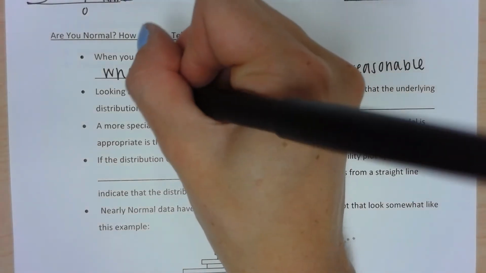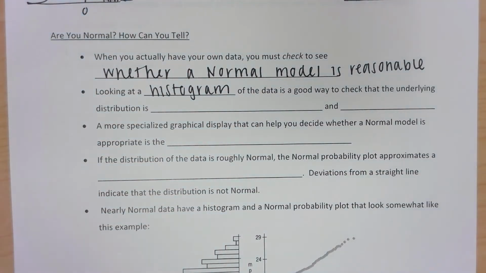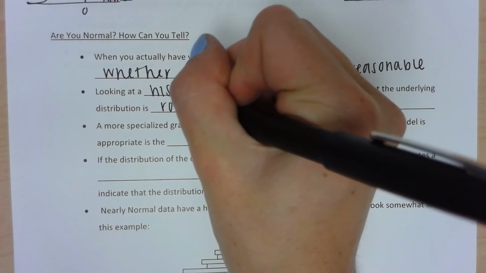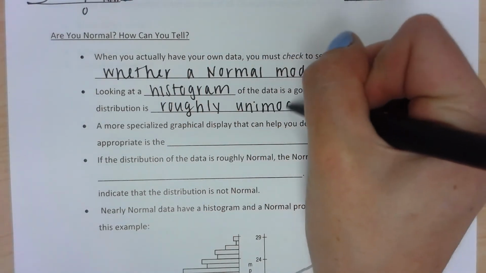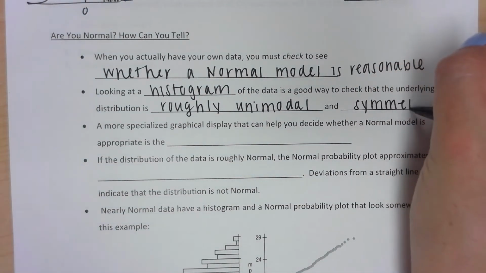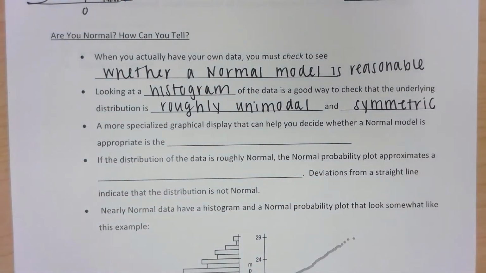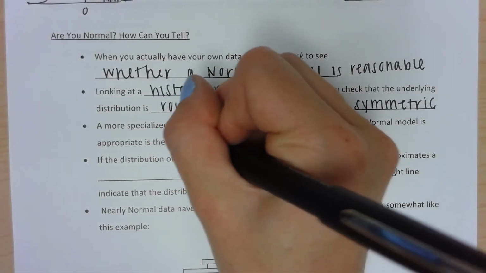Looking at a histogram of the data is a good way to check that the underlying distribution is roughly unimodal and symmetric. And we say roughly there because it might not be perfect, but it should be pretty darn close. There's a more specialized graphical display that you can use, and it's called a normal probability plot.